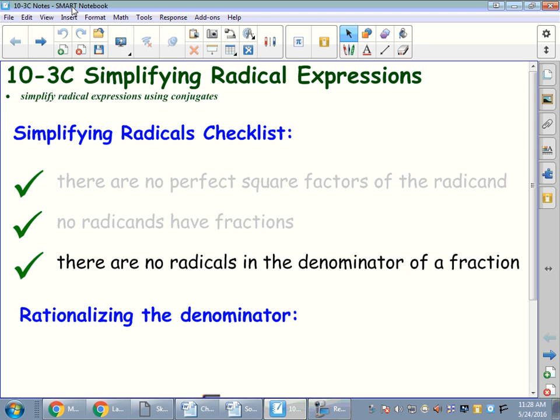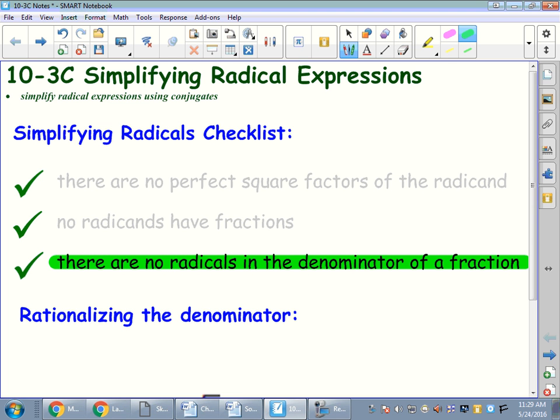These are your 10-3C notes, simplifying radical expressions once again. This time we're going to talk about how you get rid of a radical when it's a binomial in the denominator. Looking at this simplification checklist one more time, I'm really not too concerned with the first two check marks, which is why they're grayed out. I am going to focus on this third rule, that there are no radicals in the denominator of the fraction. That's the rule we're going to concentrate on today.